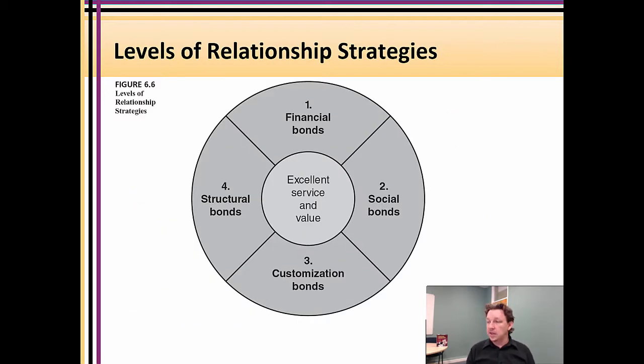And the last thing, again, with the relationships is that they are tiered and they are built up. So you can start with, I am loyal to this company because I get a good price. I am loyal to this company because I like it. I am loyal to this company and its relationship because we work together. And I am loyal to this company and this relationship because we are codependent.